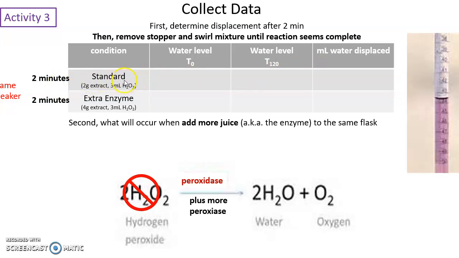So, start off, put the enzyme juice with the hydrogen peroxide, see how much water is displaced after 2 minutes, and then remove the stopper and swirl and let the reaction go to completion so that all of the substrate is used up, all of it gets converted to water and oxygen. Then, in the exact same beaker, we're not doing separate reactions, we will add more enzyme. We will add 2 more grams of enzyme, and we'll see how much water is displaced after 2 minutes.